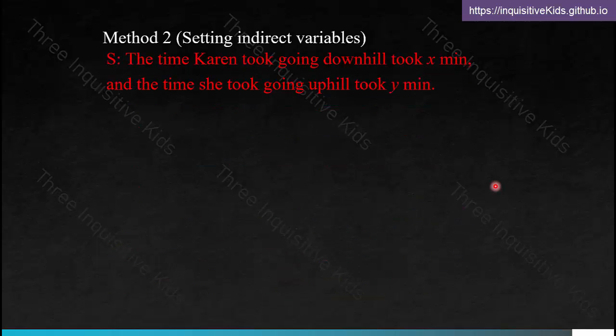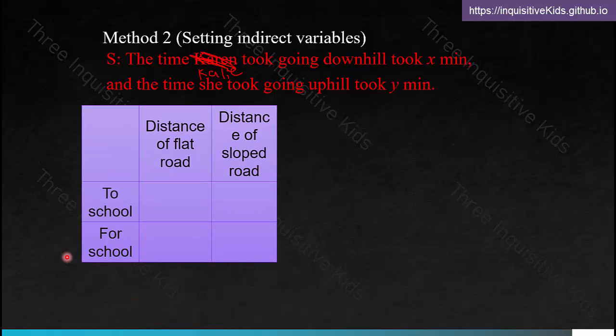We can also solve this with method 2. Okay, so this should be Kaylee. Solution. The time Kaylee took going downhill took x minutes, and the time she took going uphill took y minutes. But can you spot the difference here? Instead of setting the distances or the speeds as variables, this is setting the times as variables. You can also solve it here.